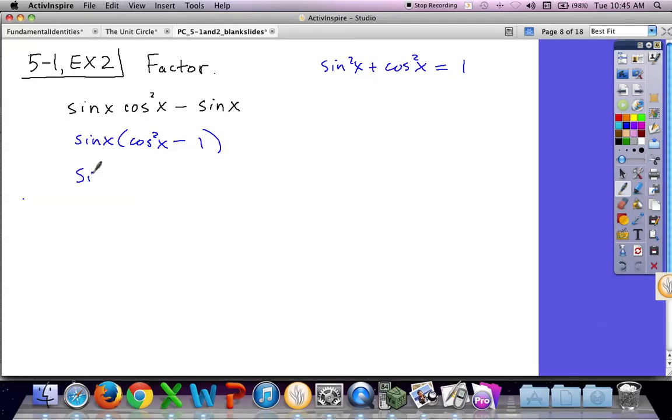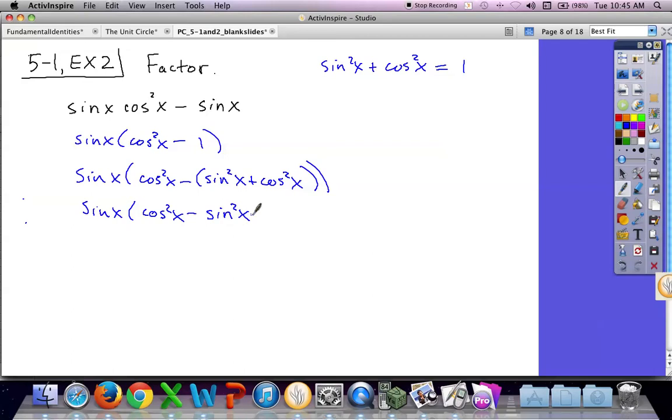Okay, let's do that. Sine x, that actually sometimes is the easier substitution, right? So this will be cosine squared x minus, and I've got to use parentheses here, sine squared x plus cosine squared x. And that's going to use another set of parentheses. Right, so that is sine x times cosine squared x minus sine squared x minus cosine squared x. And now the cosines cancel.